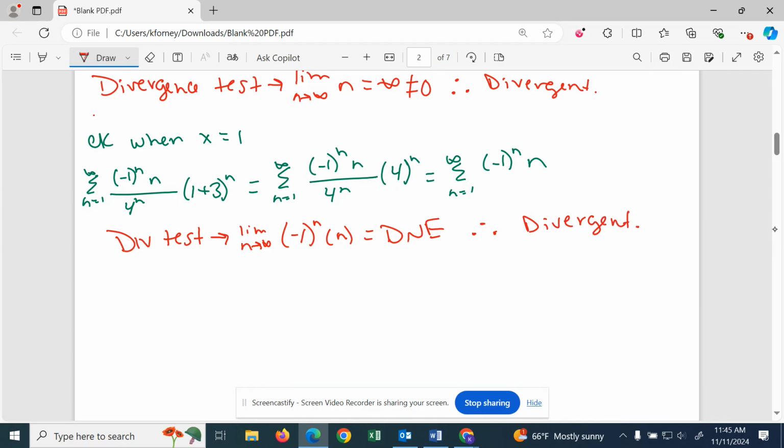So in this case, the power series will not converge for either endpoint. It doesn't converge at the endpoints.